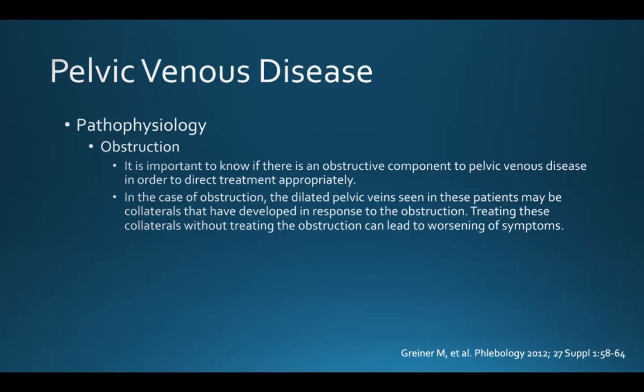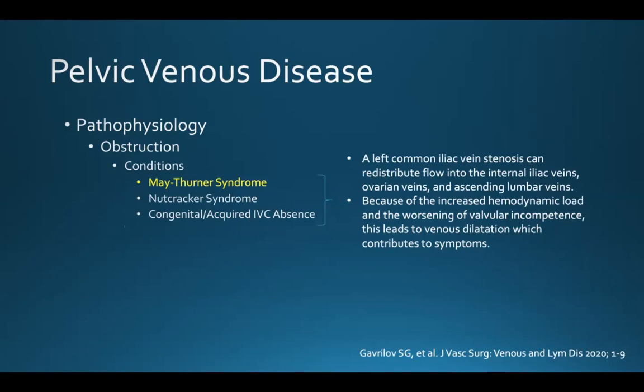In the case of obstruction, the dilated pelvic veins seen in these patients may actually be collaterals that have developed in response to the obstruction. Treating these collaterals without treating the obstruction can lead to worsening of symptoms. There are generally 3 conditions that we talk about in this setting. The first is May-Thurner syndrome.